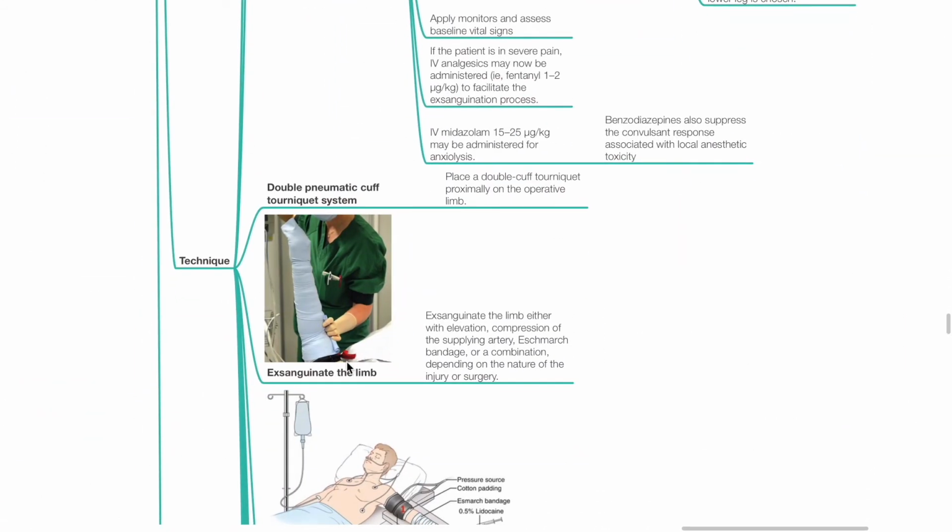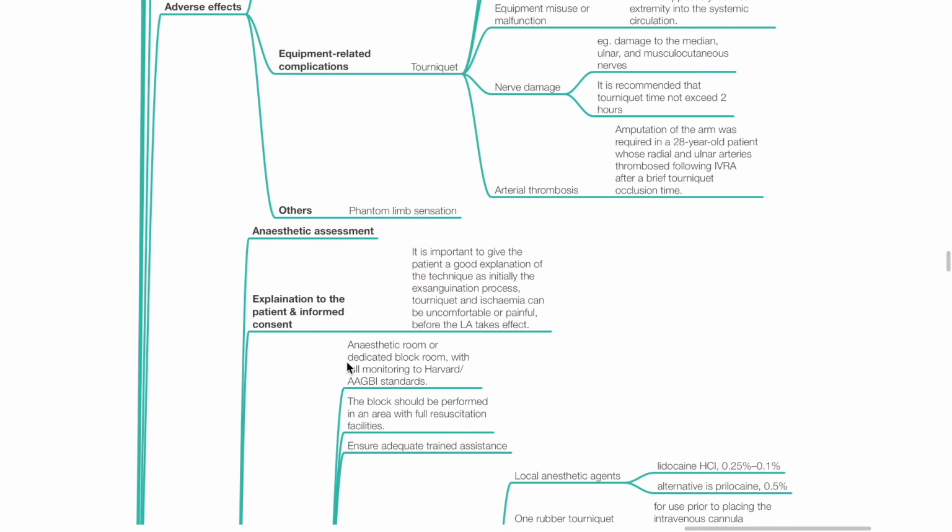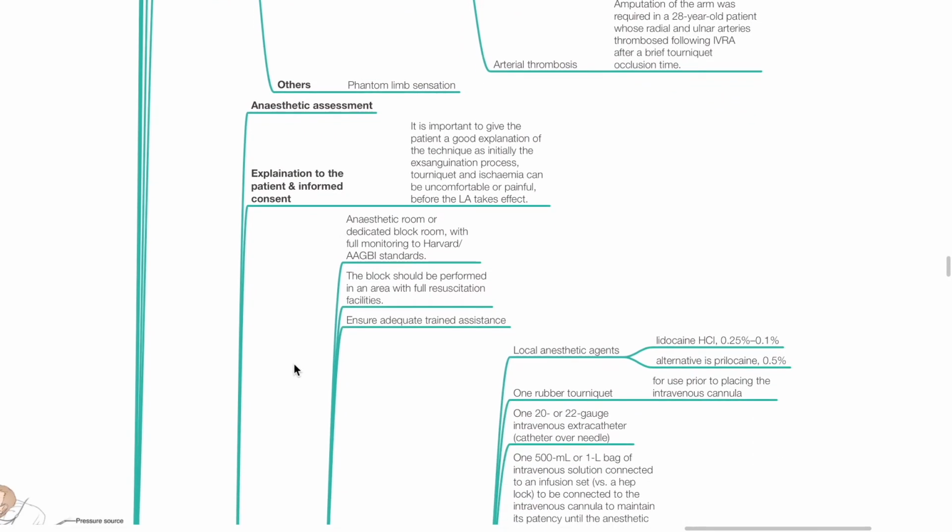Technique of the Bier's block. A proper anesthetic assessment should be conducted. The procedure should be explained to the patient and informed consent obtained. It is important to give the patient a good explanation of the technique, as initially the exsanguination process, tourniquet and ischemia can be uncomfortable or painful before the LA takes effect.